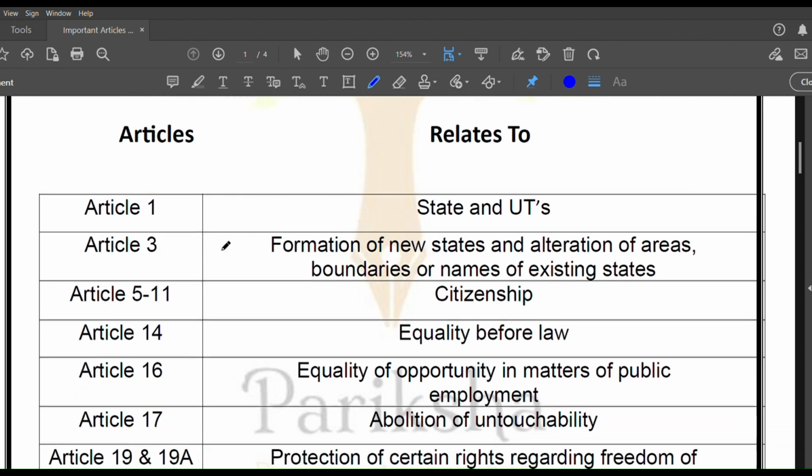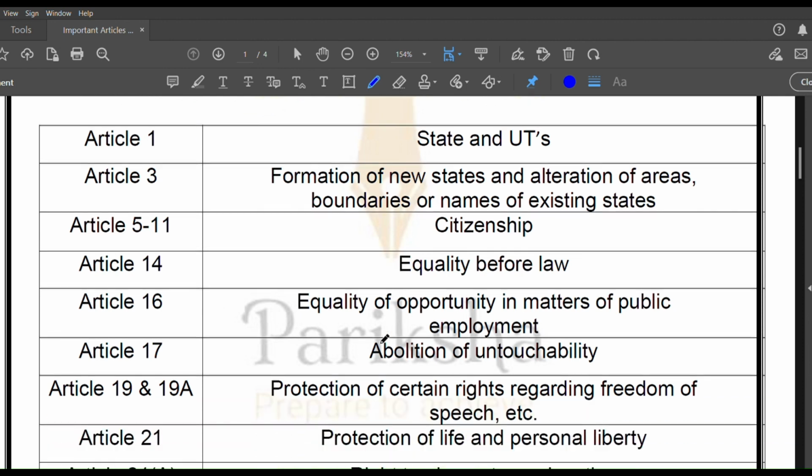Article 3 talks about formation of new states, alteration of areas, boundaries or names of existing states. Article 5 to Article 11 talk about citizenship, OCI, NRI, all the conditions and all.